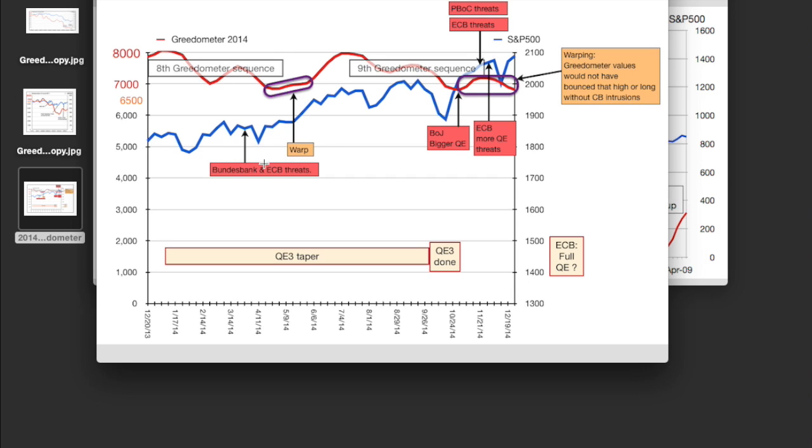But further back to here, this was a warping of the Greedometer sequence courtesy of the Bundesbank threat and a non-stop barrage of pounding the table of ECB threats throughout April and May and June, and delivering on those threats in terms of more monetary policy goodies by the ECB that summer. So this Greedometer sequence was warped and eventually, and you can't see it here, truncated or stopped, only to initiate the next Greedometer sequence, the 9th.